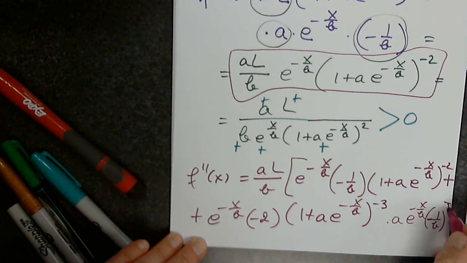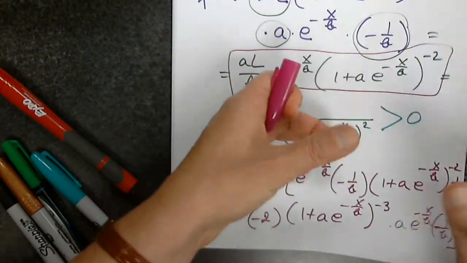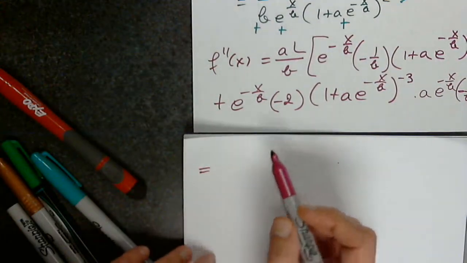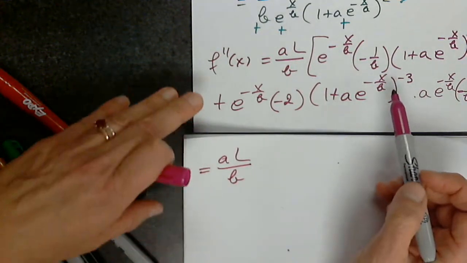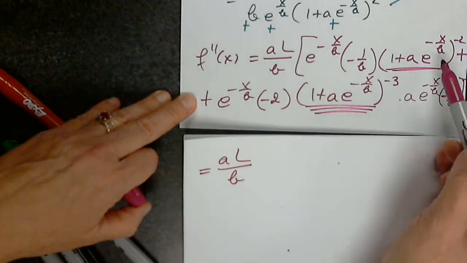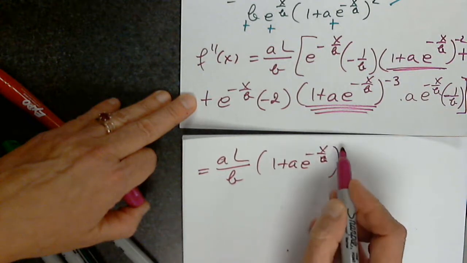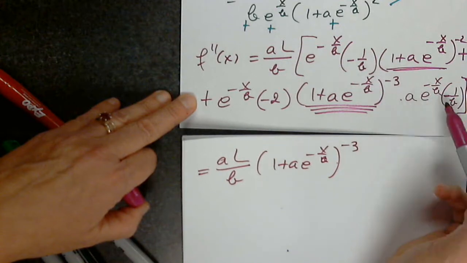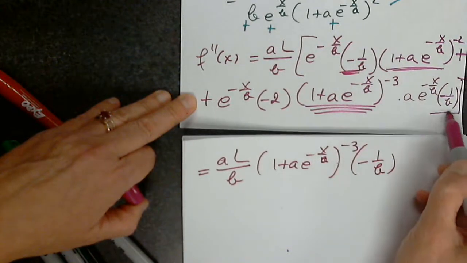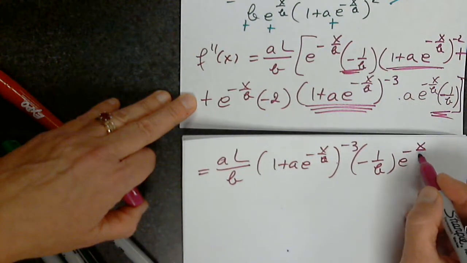We've done this before a minute ago. Yes, it looks awful, but if you factor it, it's gonna look much nicer. So AL over B. So now, what will I factor from here? Definitely negative 3. 1 plus A e to negative x over b to the negative 3. Of course, I will factor out a negative 1 over b. So this one. I will definitely factor out one of these, an e to negative x over b.